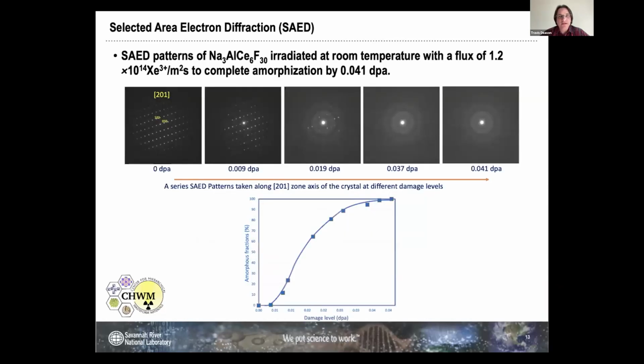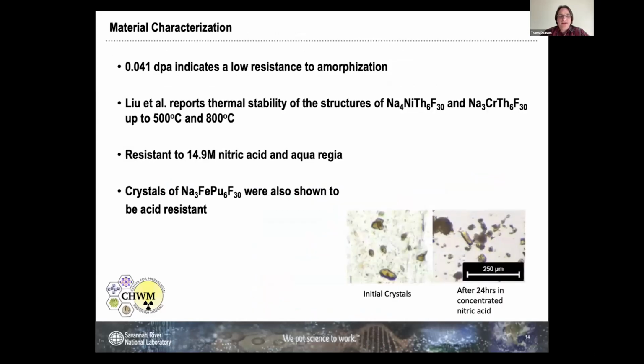So you can see in these pictures, this was done at room temperature, that at 0 dpa, and that is displacements per atom, the structure shows that it is crystalline. You get a nice diffraction pattern. And as you increase over time, that diffraction slowly fades. And at 0.041 dpa, it is gone. So the graph at the bottom shows the same thing, just in graphical form versus just seeing the pictures. But again, 0.041 dpa before it is not crystalline anymore, it's amorphous. The 0.041 dpa is a fairly low resistance to amorphization. It does become amorphous fairly quickly.